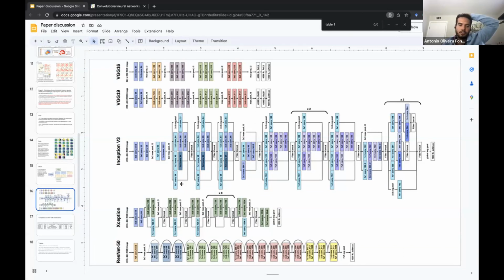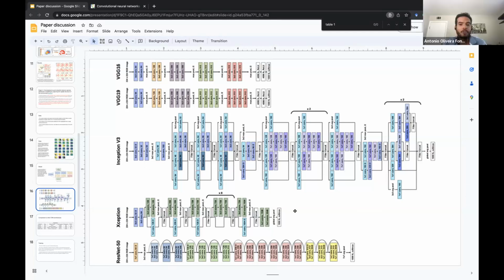Okay, Mulitin. Antonio, what's the purpose of this convolution one by one? I mean, this convolution one by one is just a multiplication of the matrices, yeah?